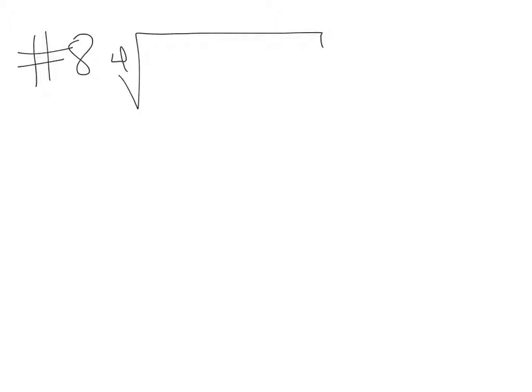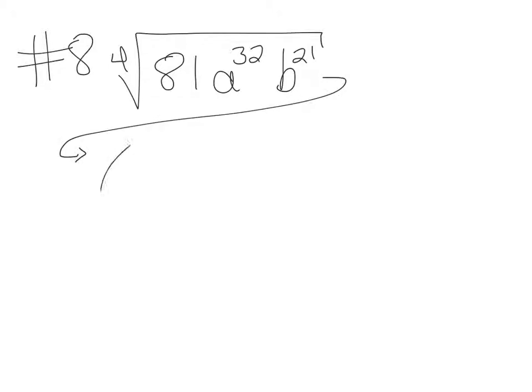Problem number 8. It's the fourth root of 81 a to the 32nd power and b to the 21st power. Okay, this problem, you can rewrite from radical form to exponential form. And that would be 81, a to the 32nd, b to the 21st.